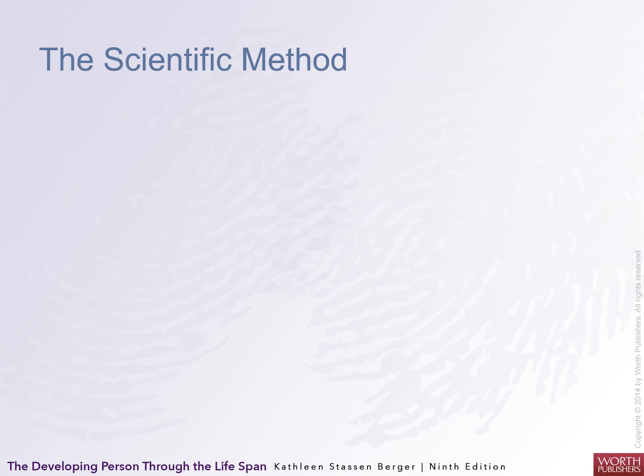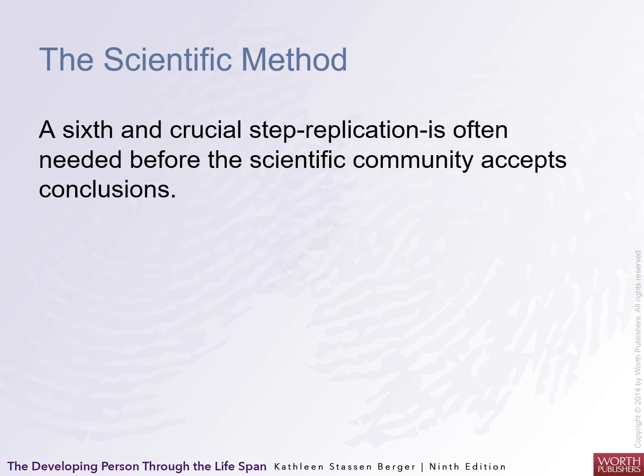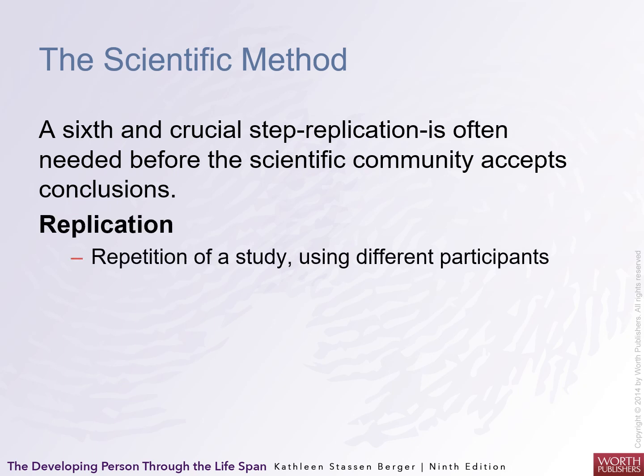The scientific method has a 6th and crucial step: replication is often needed before the scientific community accepts conclusions. So for example, the difference between peer-reviewed research and non-peer-reviewed is what is part of this crucial step. And that's replication. If I repeat the study, do I get the same conclusions every time, especially if I'm using different participants?